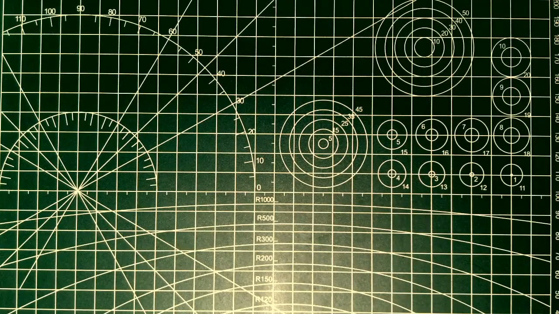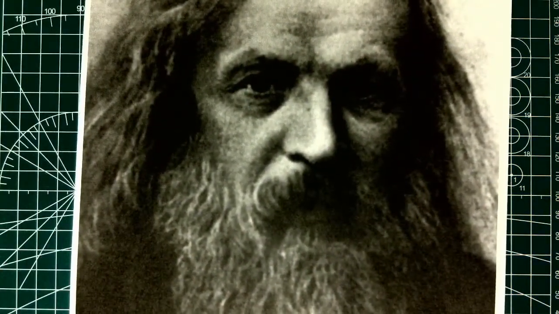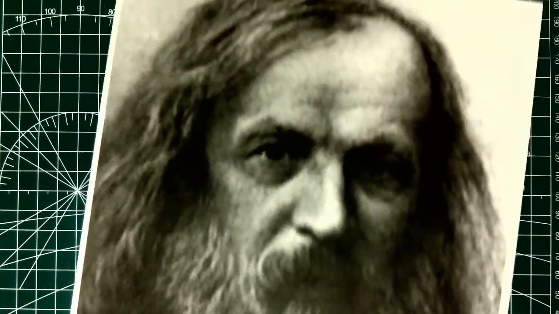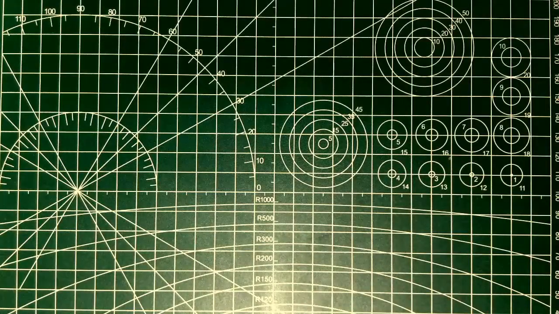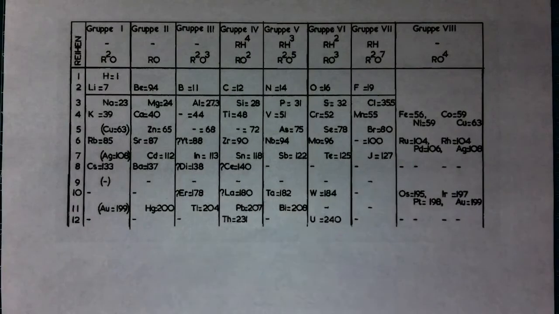Hello everybody. In this week's video, I want to talk a little bit more about the periodic table. And the periodic table all starts with this guy right here, Dmitri Mendeleev. He was a Russian chemist, and in the 1860s, he started jotting down what was the very first periodic table.